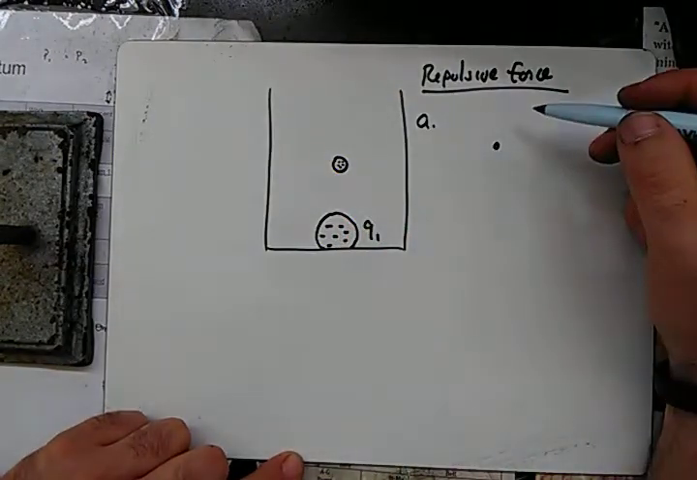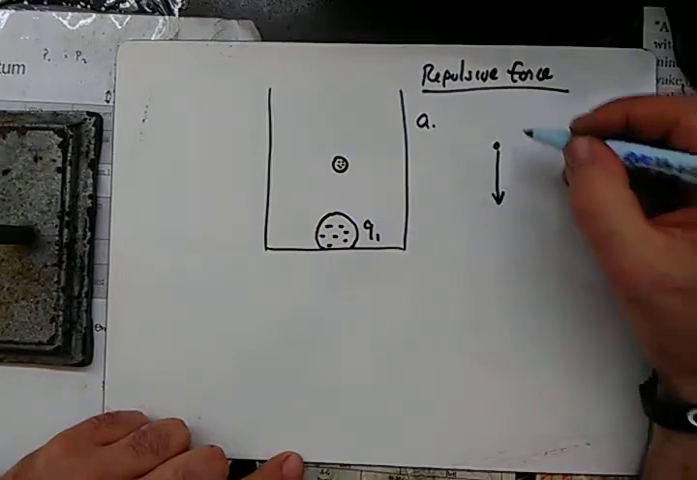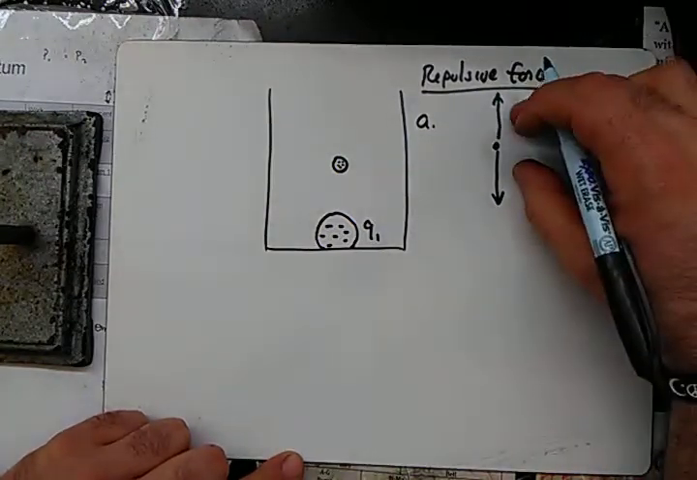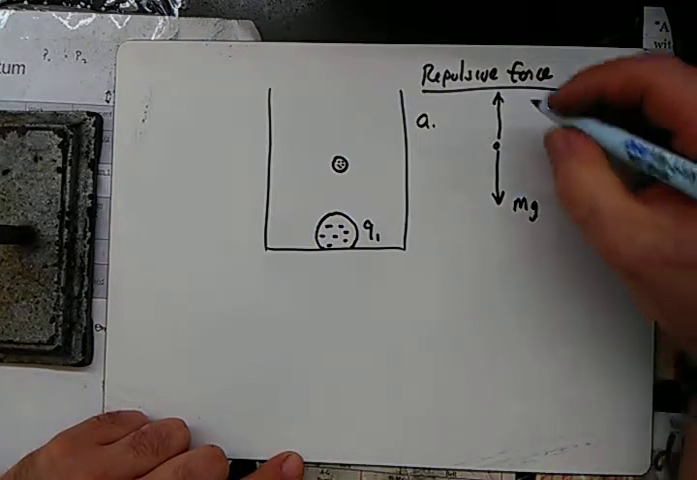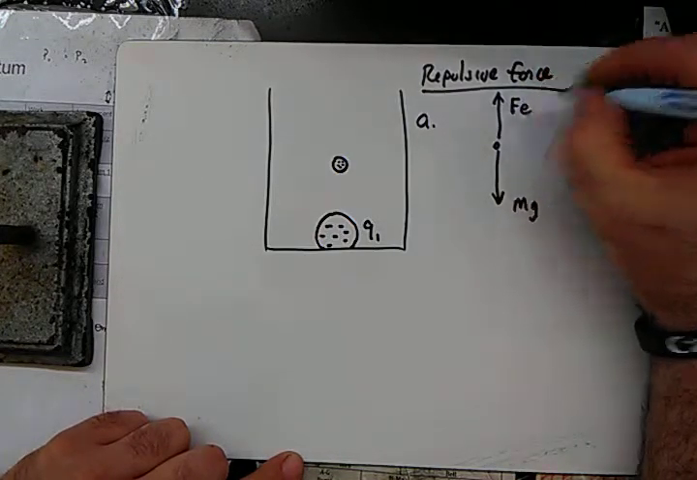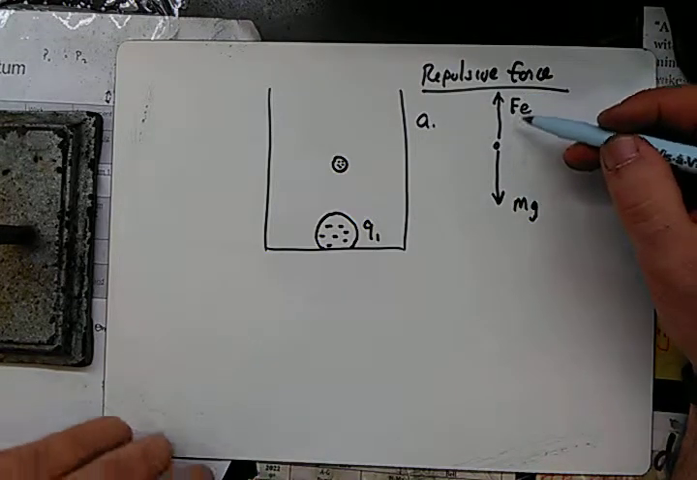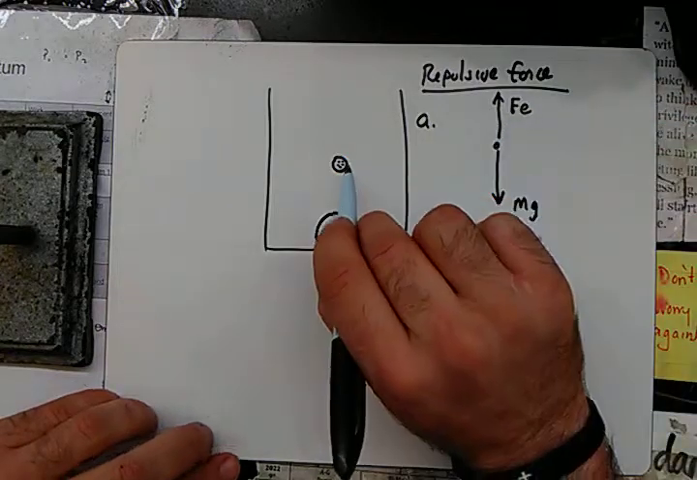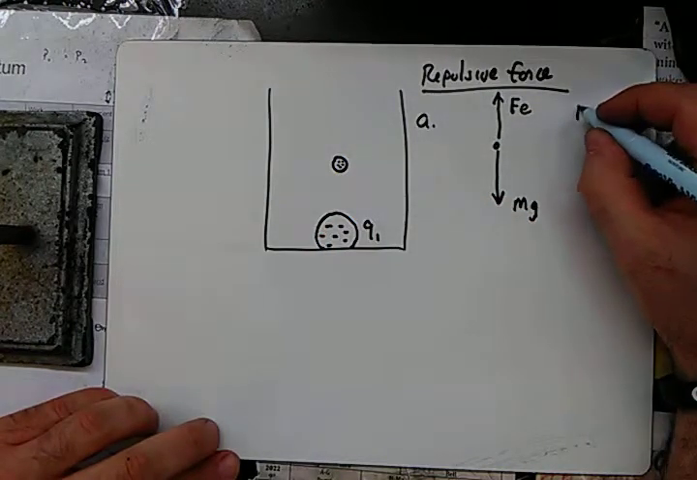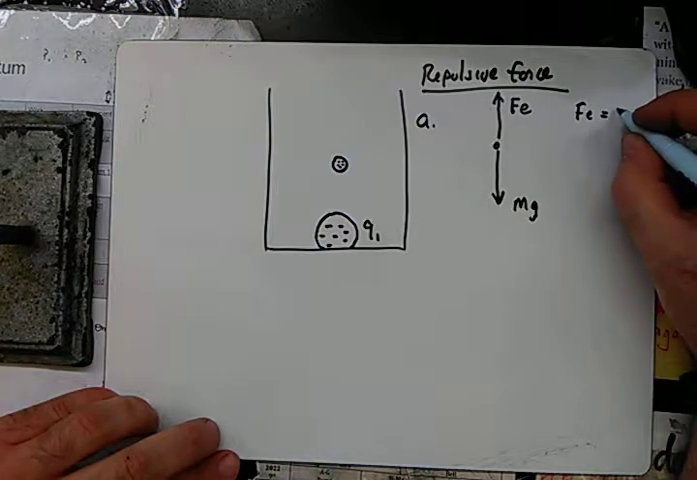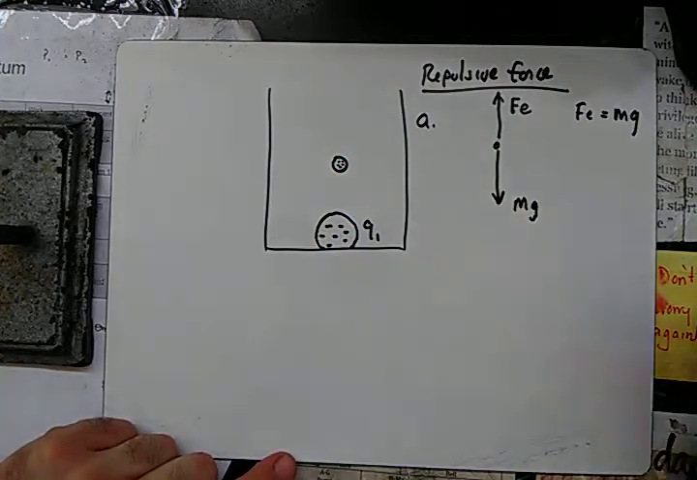So we know this is not accelerating up or down, so it's got equal vectors on both sides. You got weight pulling down, then you got the repulsive electrical force pushing up. Now, because these have to be equal for this not to accelerate, we can also say that electrical force equals the weight. Okay, let's apply some numbers here.